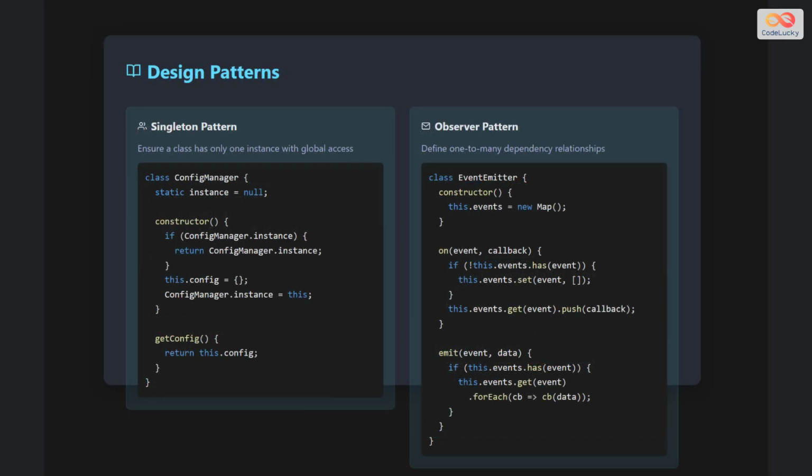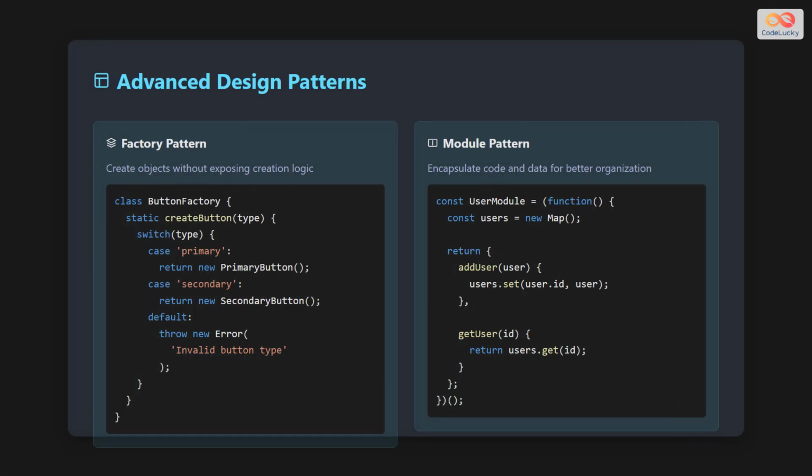Let's explore some common design patterns. First, the Singleton pattern ensures that a class has only one instance and provides a global point of access to it. Next is the observer pattern. This defines a one-to-many dependency relationship between objects, so that when one object changes state, all its dependents are notified.